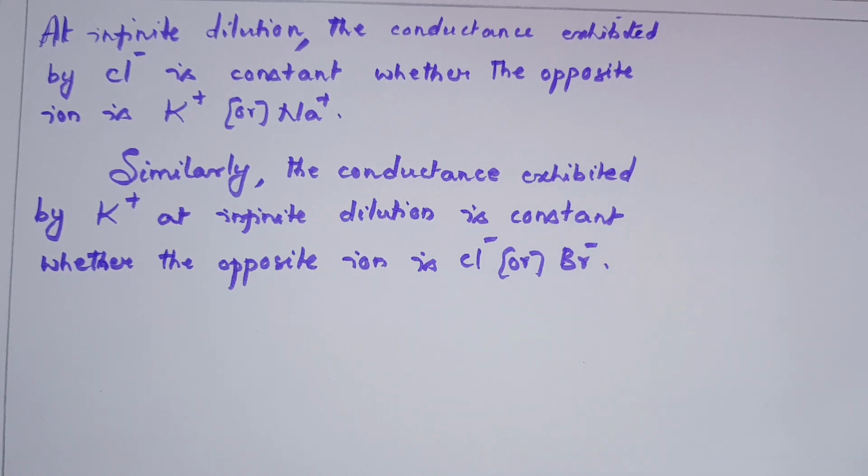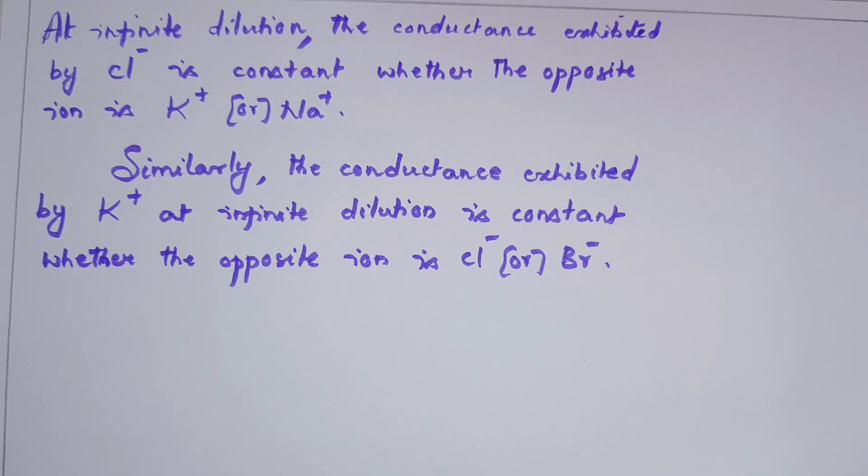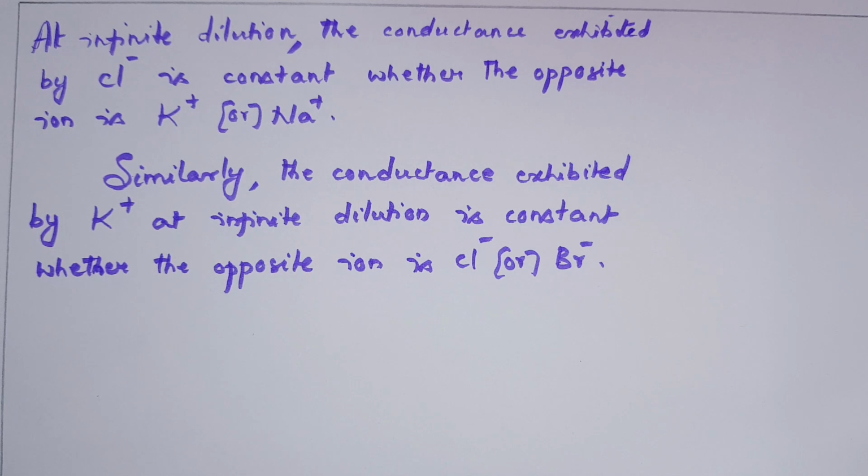Okay, students, this is all about Kohlrausch law of independent migration of ions. Hope you all understood. This is sufficient for your exam, students. Note down all these points, learn carefully. It's very easy to learn also.